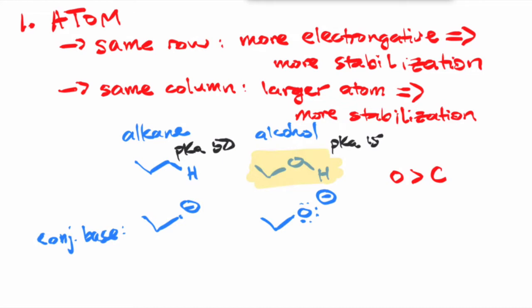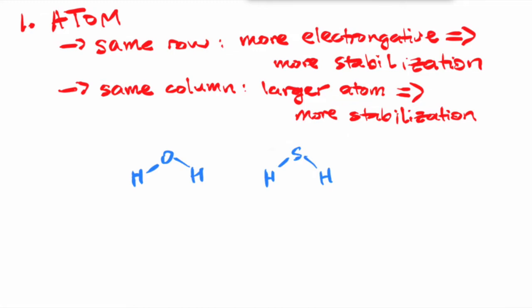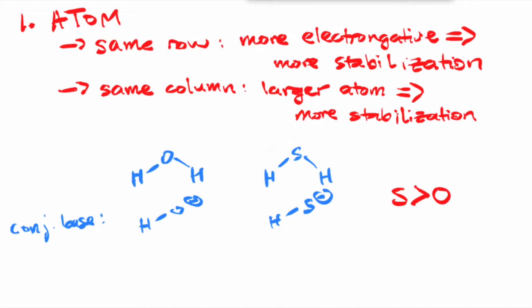Let's take a look at another example, this time comparing H2O versus H2S. Again, let's look at how stable the conjugate base is. This time, oxygen and sulfur are not on the same row, but they are in the same column. Which one is a larger atom? The lower you go on the periodic table, the larger the atom is, right? So it turns out sulfur is much better at stabilizing that negative charge than oxygen because it is a larger atom.